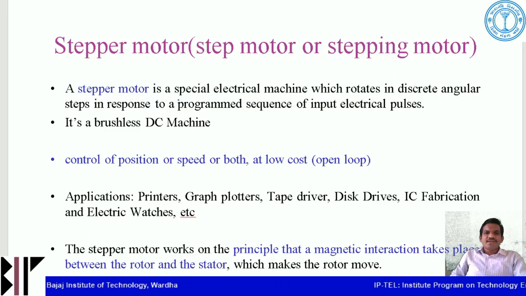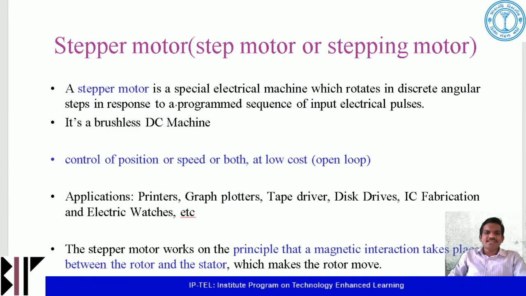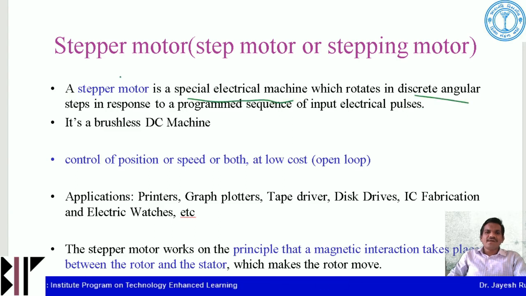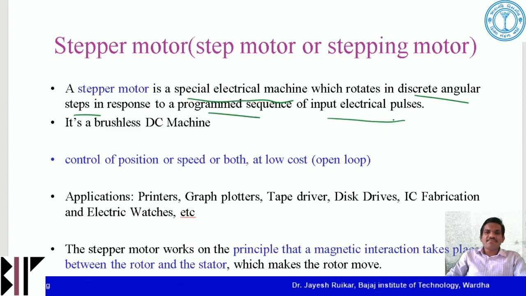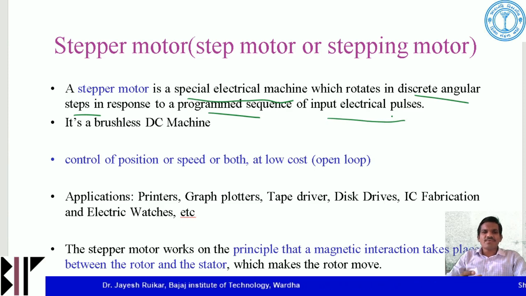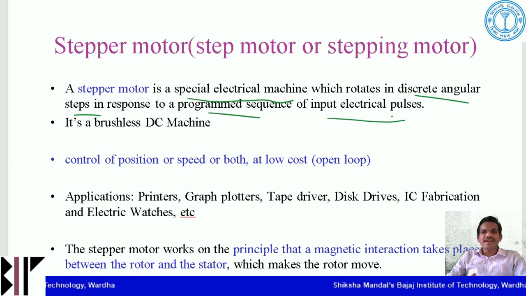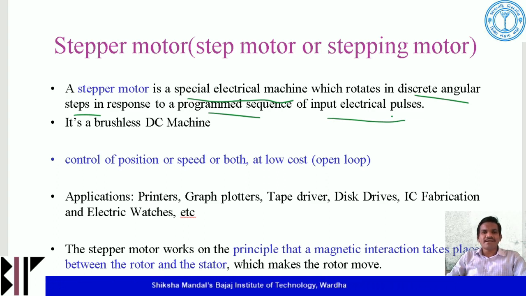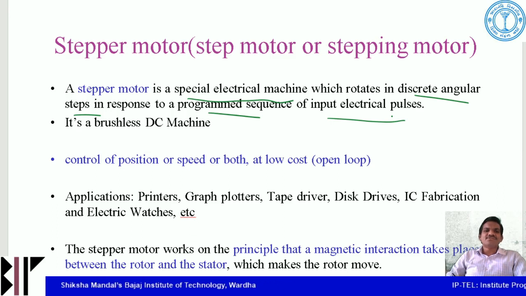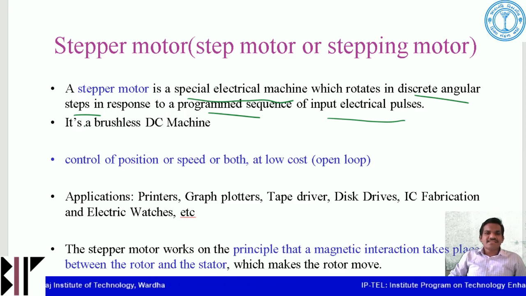Stepper motor is also known as step motor or stepping motor. Stepper motor is a special electrical machine which rotates in angular steps in response to a programmed sequence of input electrical pulses. That means the stepper motor rotates in angular direction along with the steps, and the steps are to be programmed by the user. When any electrical pulse or excitation is given to the stepper motor in a programmed manner, then your stepper motor will run. So stepper motor is basically a brushless motor.